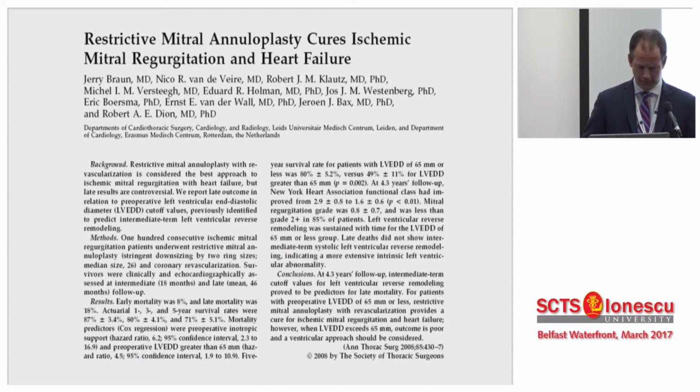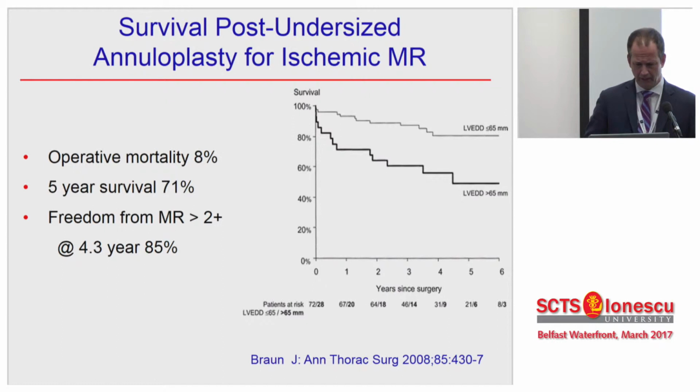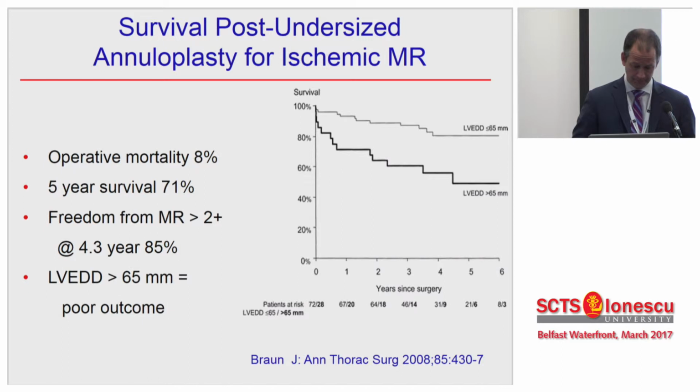When you look at Jerry Braun and Robert Dion's paper, though, they are very aggressive with their undersizing from Leiden and basically following similar to the Steve Bowling principle. And their results are very impressive. They have an operative mortality rate of 8%, a 5-year survival rate of 71%, and a freedom from MR of 85% 4 years after surgery. Unfortunately, these results really haven't been duplicated anywhere else.